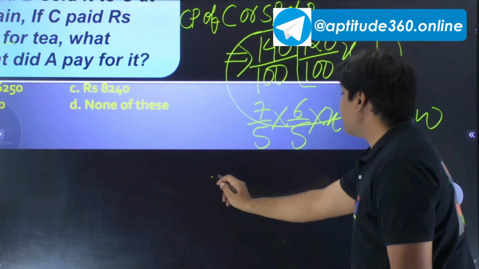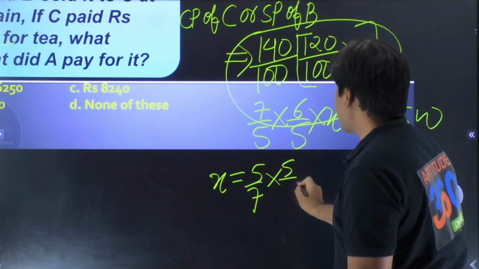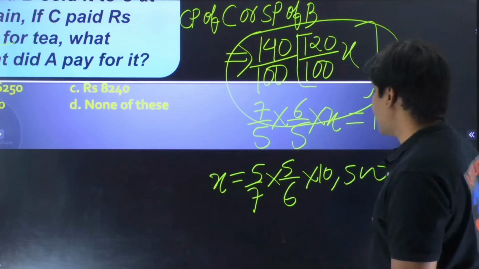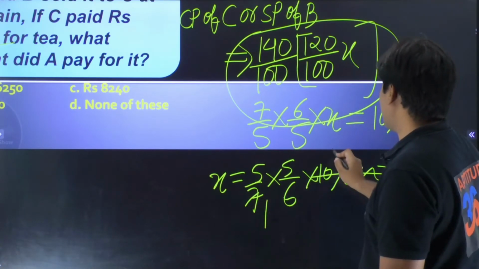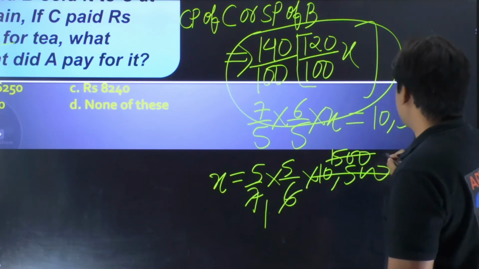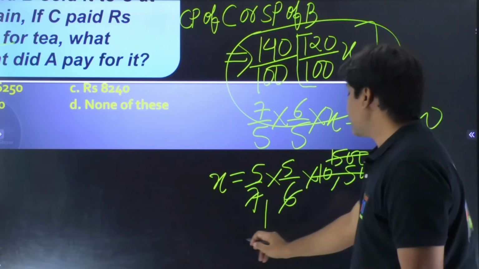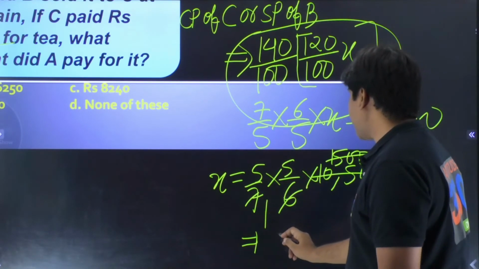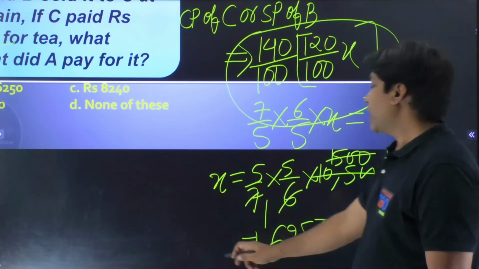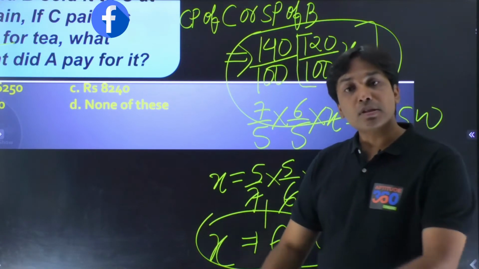So what is going to be the value of x? The value of x will become 5 by 7 into 5 by 6 into 10,500. Can we simplify this? So this is going to be 1500, and then this is going to be 6, 25. So 5 into 5, 25, 25 into 250, that is going to be 6250, and that is the value of x. Did I use anything else?